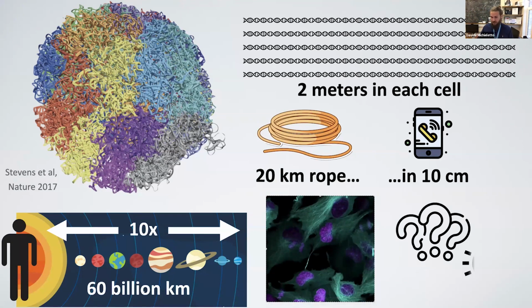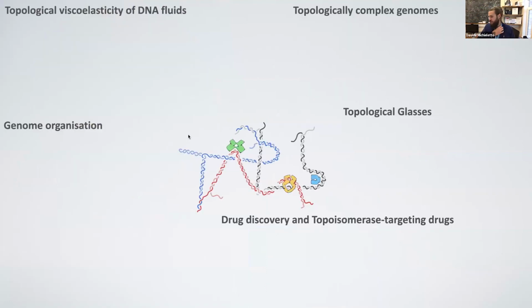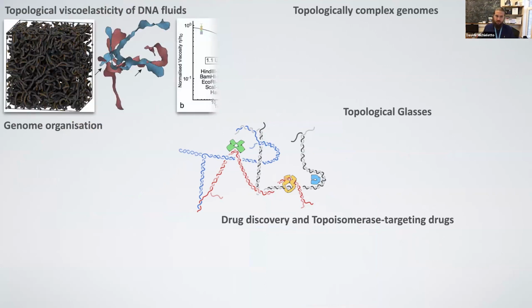We will see it in a second, perhaps. The other is to try to take inspiration from how nature does it to make materials, to almost export some of the technology that nature has evolved in terms of using DNA and using proteins to perhaps make materials. This is a little bit of an overview of what my group is doing. We look at topological viscoelasticity of DNA fluids. For instance, these are just an example of simulations of supercoiled DNA models.